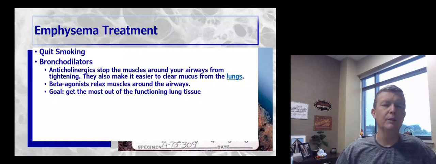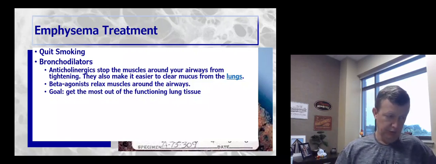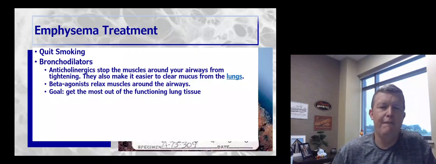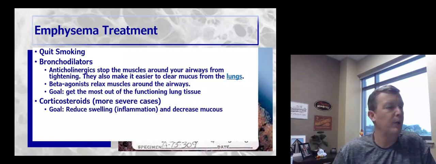Specifically, when we get to asthma, we'll break down these categories. The goal is to get as much function out of the remaining tissue as possible. So get the most out of whatever tissue is still functional. That's our primary goal.